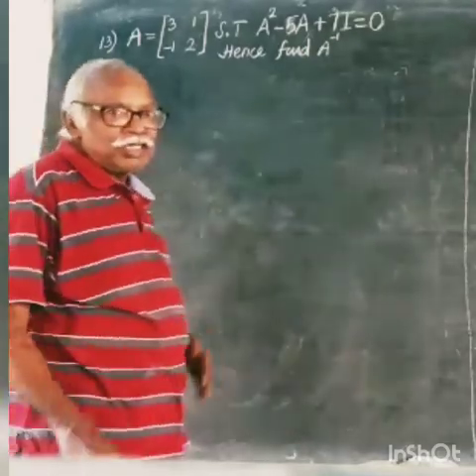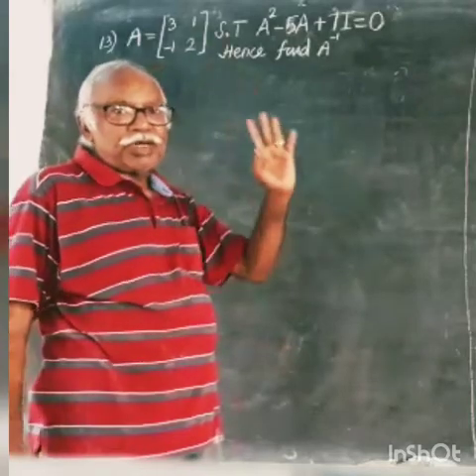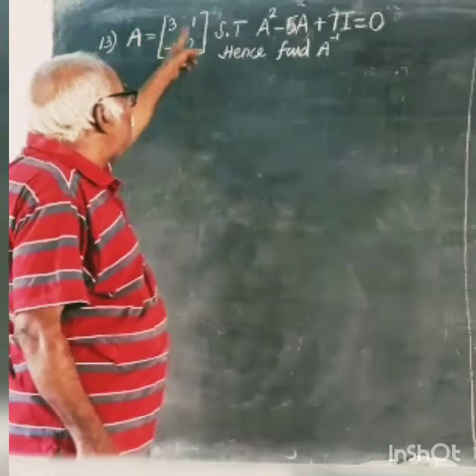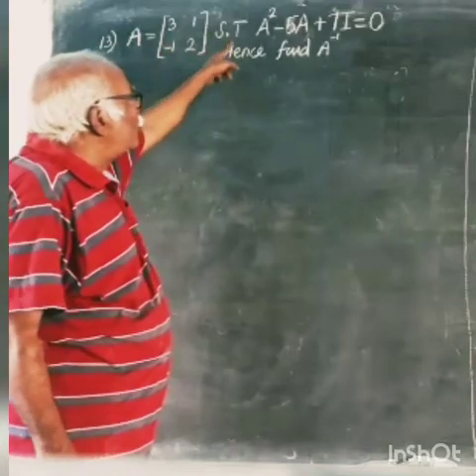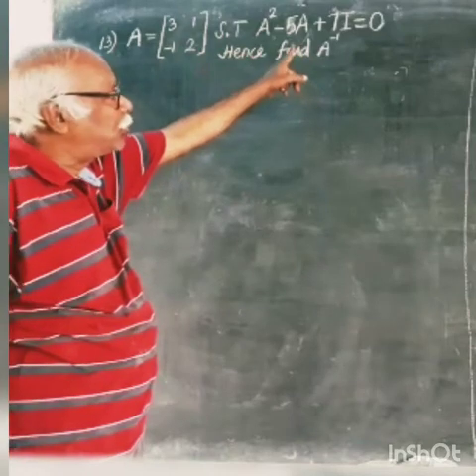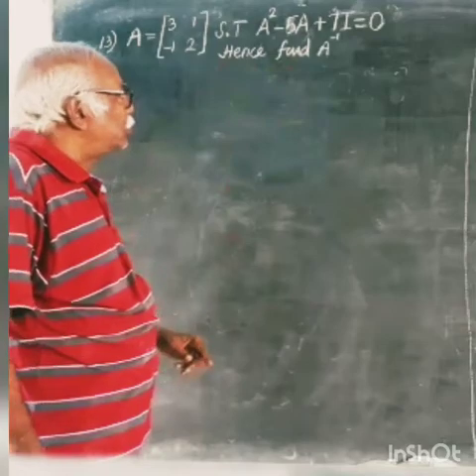Hello students, in this video I am going to teach 13th sum and 14th sum. What is the 13th sum? If A is equal to [3, 1; -1, 2], show that A square minus 5A plus 7I equal to 0. 0 means null matrix. Then find A inverse.